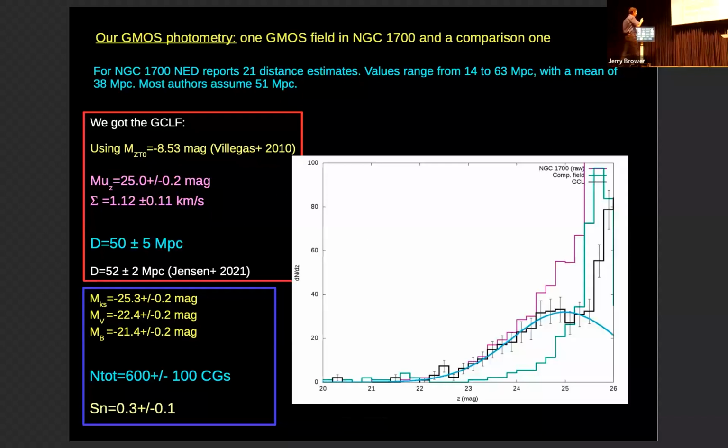And we analyzed the luminosity function of the globular clusters, the black line. We fit a Gaussian function, and we obtain the turnover magnitude. With that, we obtain the distance of the galaxy, 50 megaparsec, which is in nice agreement with the previously reported value of Jensen. With this information, we can estimate the total population of the globular clusters in this galaxy. The number is 600. It's a very low number for a massive early type galaxy. Then the specific frequency for this galaxy is really low, 0.3.